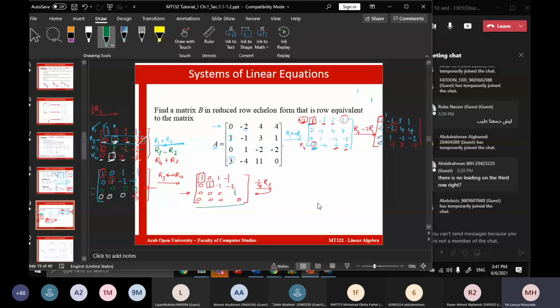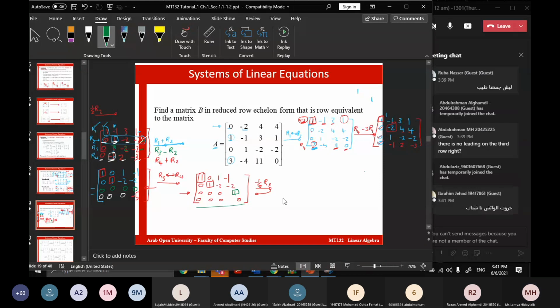Okay, now this is the leading one. Are all the other entries zeros? No, right? There are some in the column. What should I make? I should make this one 0 and this one 0 as well. Correct? Okay. How do we do this? Tell me.